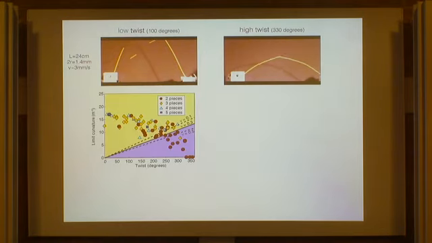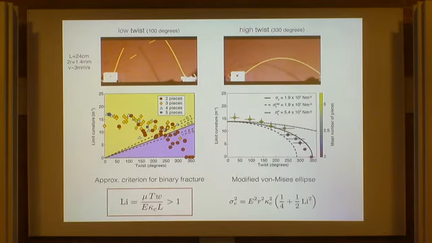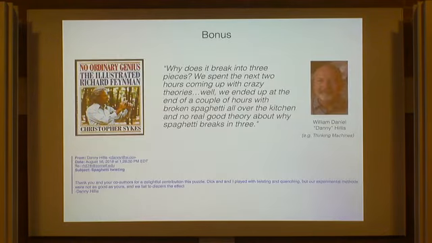So you can run many experiments with different types of spaghetti. So this is your twist ellipse. If you are above this critical end-to-end twist, you get very consistently just two fragments. If you have fewer twists, you get more fragments. Good. Okay, so nice.